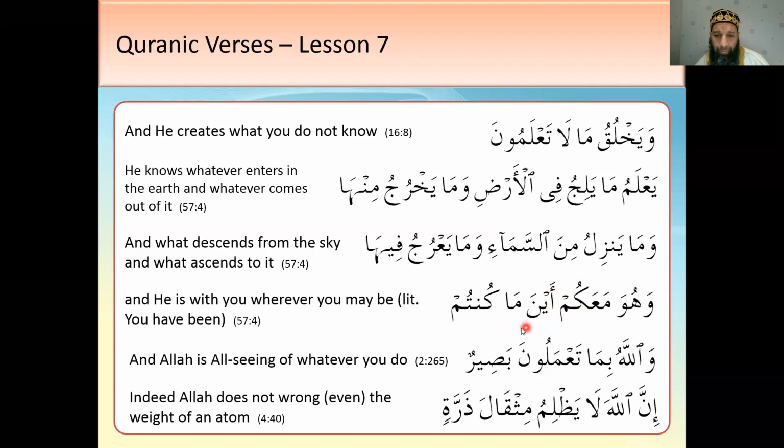Aina, ainama. So ainama means wherever. Aina by itself means where. Min aina anta means where are you from. Ainama, wherever. Kuntum. What's kuntum mean? Kuntum is kana. Yes, you all. Okay, literally you have been. Okay, you all were. Well, in the context, and he is with you wherever you may be. You all may be.